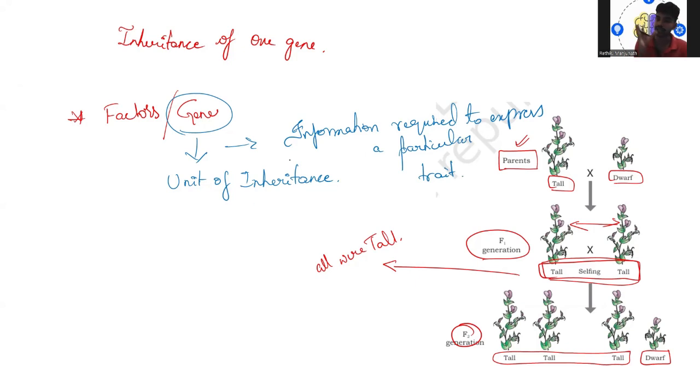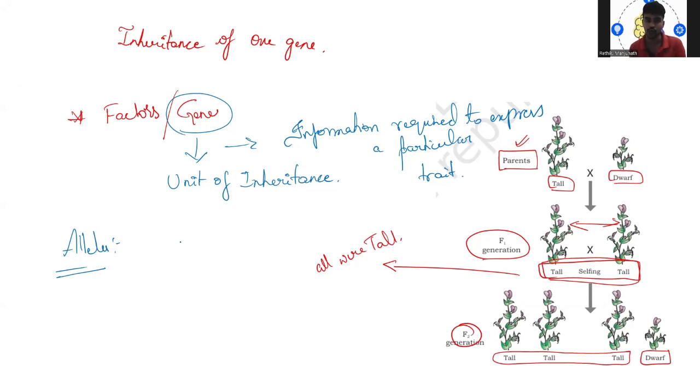Then there comes another word, alleles. What do you mean by alleles here? The genes which code for a pair of contrasting characters are called alleles. So a gene will never be expressed singly. It will always be expressed in a pair form.